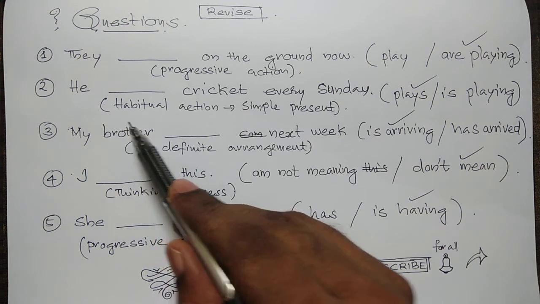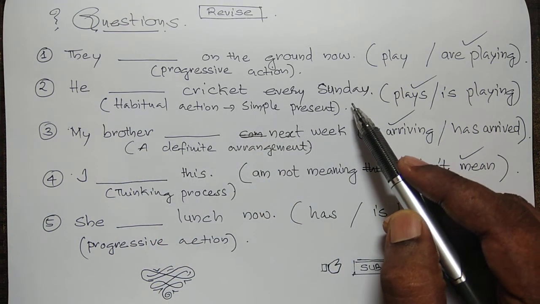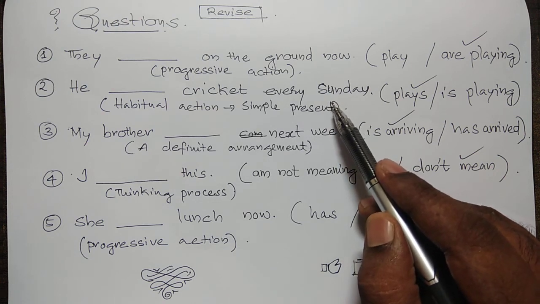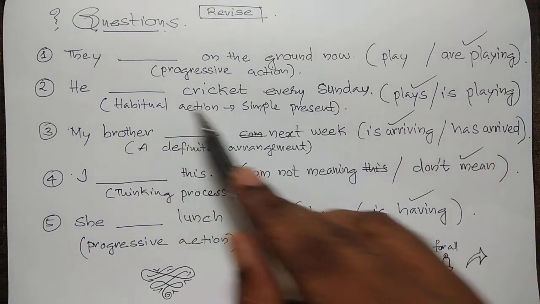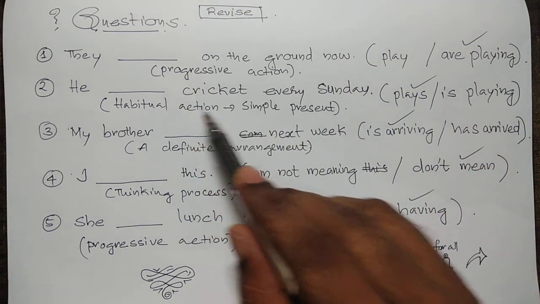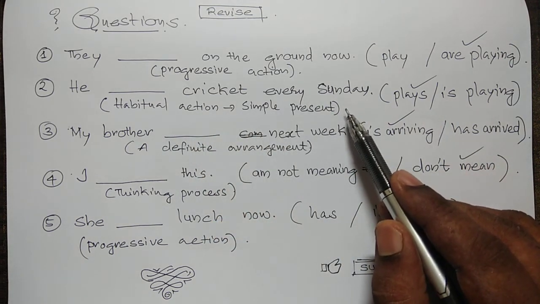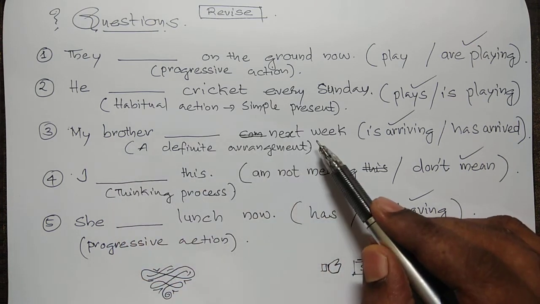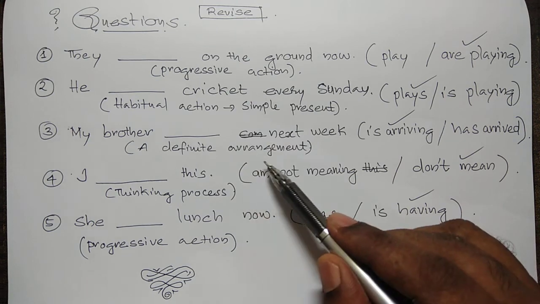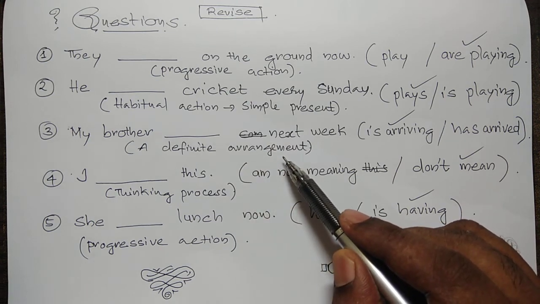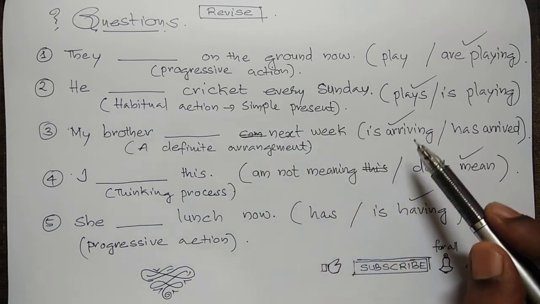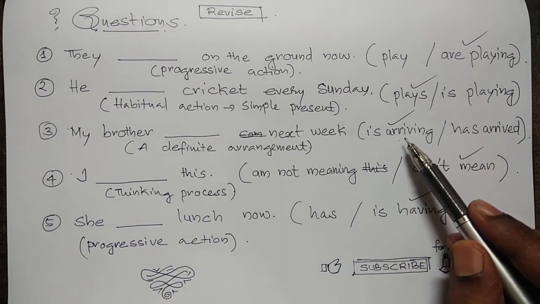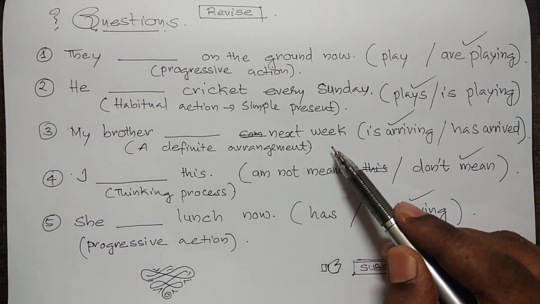Second one, he dash cricket every Sunday. See, every Sunday. That shows a habitual action. So we must use simple present. That is plays. He plays cricket every Sunday. Third one, my brother dash next week. This is a definite arrangement. So we have to use present continuous. He is arriving, has arrived. He is arriving is right. My brother is arriving next week.